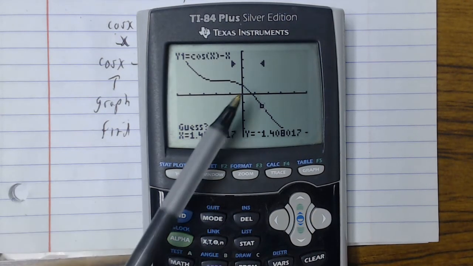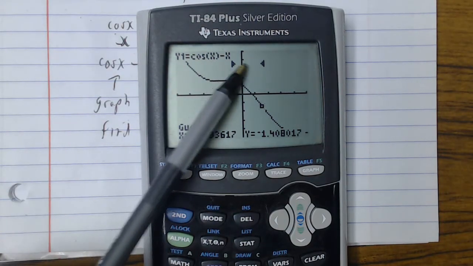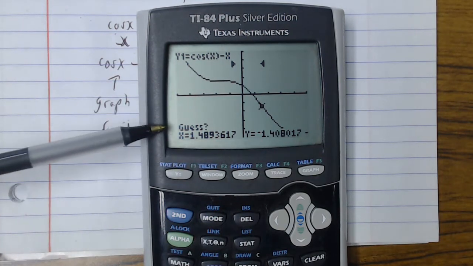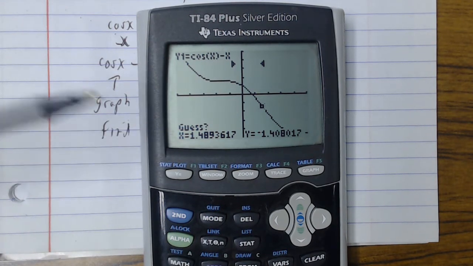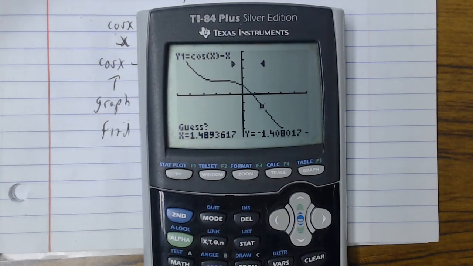So then notice how it puts a second arrow, which is saying, now you're telling me there's an x-intercept somewhere between these two arrows. And notice how it hasn't given me the x-intercept yet, and it says guess here, which means if you press enter one more time, it's going to go looking for the x-intercept between these two arrows. So if I press enter one more time, it's going to do its work, and there it is.